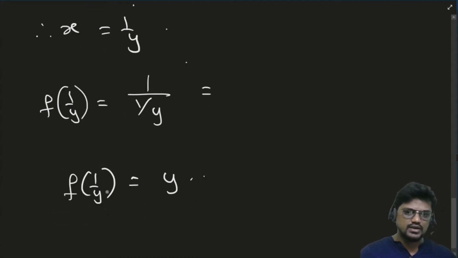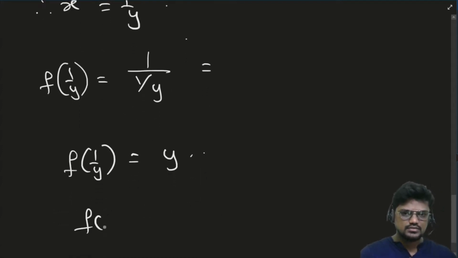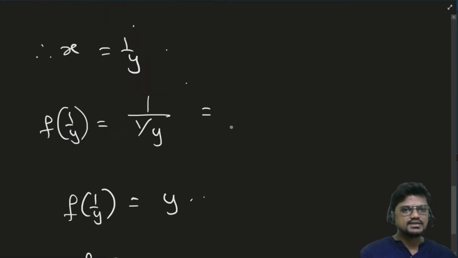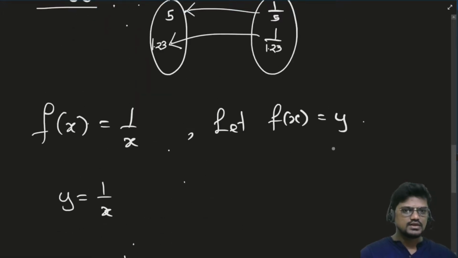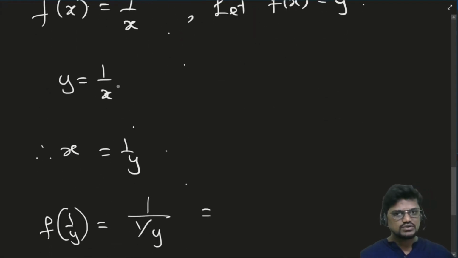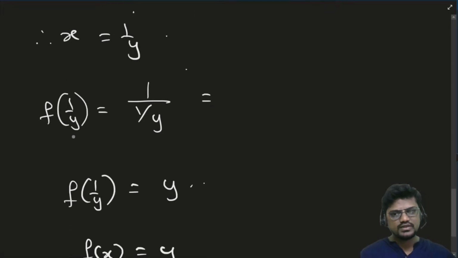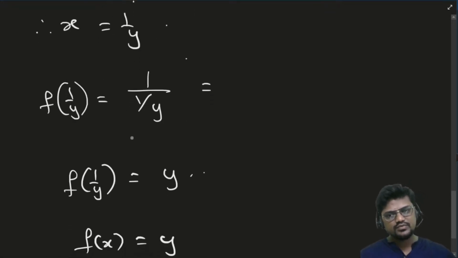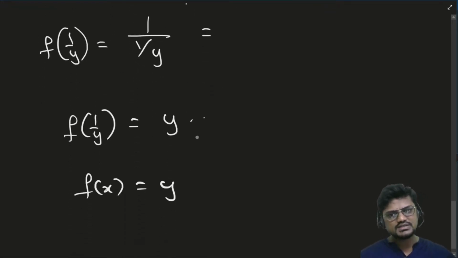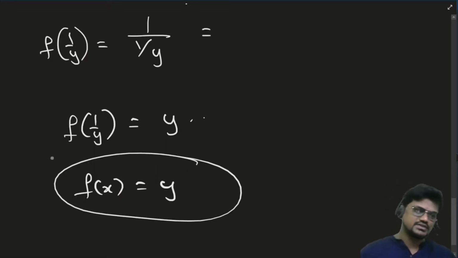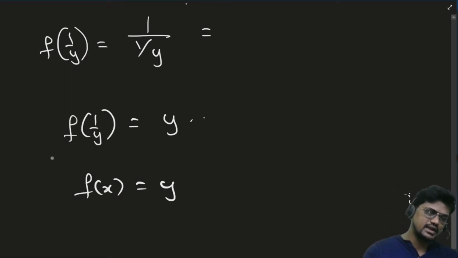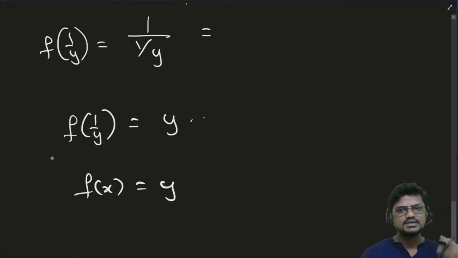I'm getting the same thing. See what I've done: I've put let f of x equals y. If y equals 1 upon x, then x equals 1 upon y. I will find the value of f of 1 upon y. If the value is the same again, that is f of x equals y again, that means the given function is an onto function.